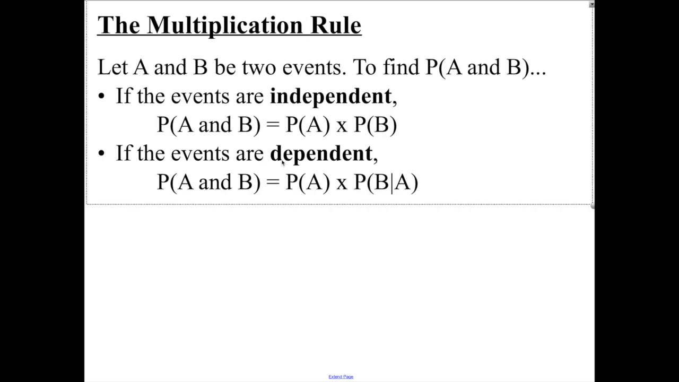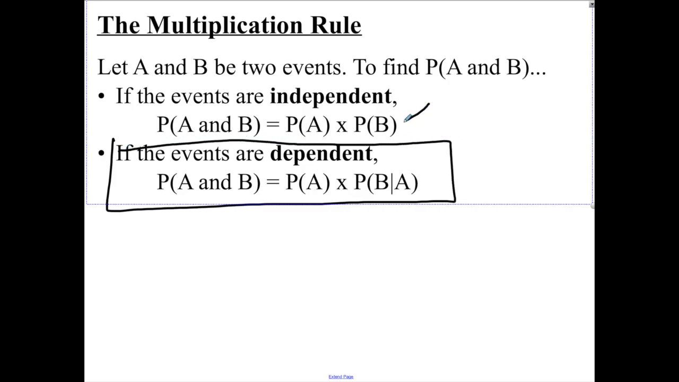If the events are dependent, then it's a little bit different. It's the probability that A occurs times the probability that B occurs, given that A has already occurred. Now, technically, it always follows this rule.